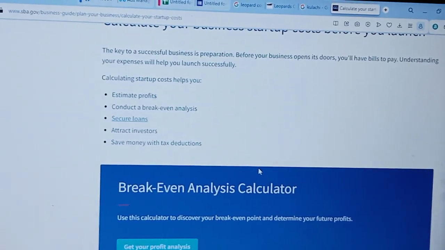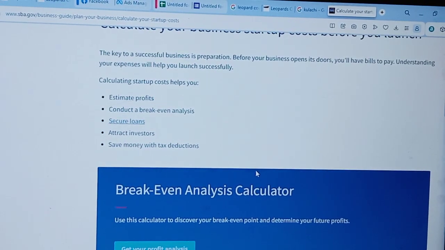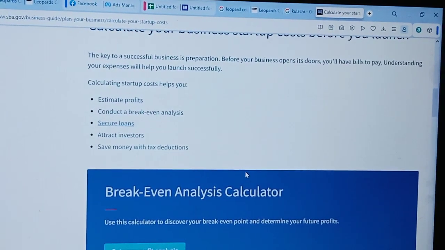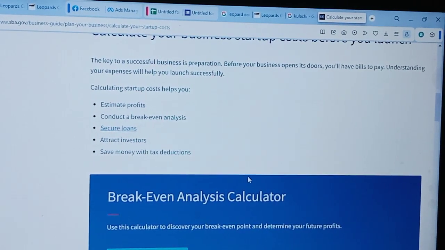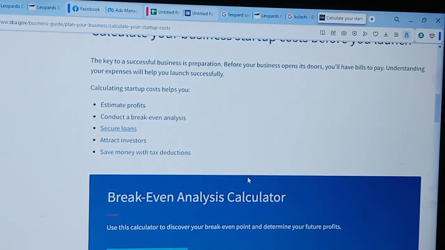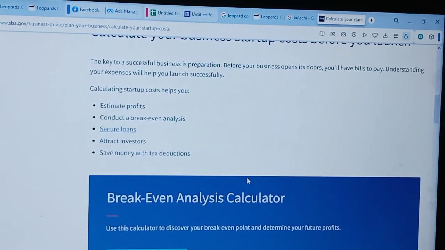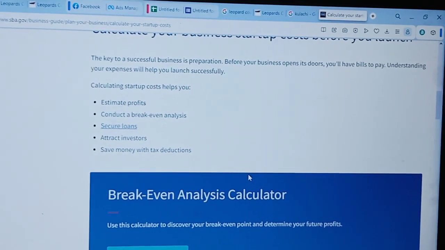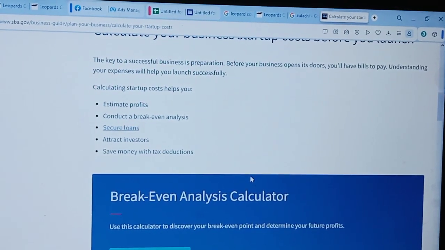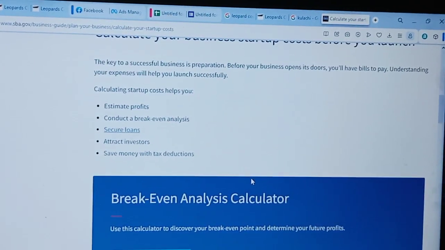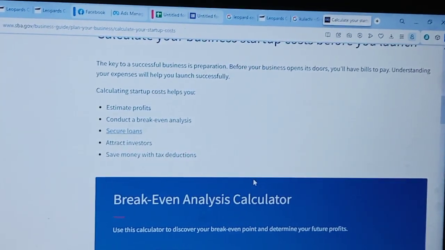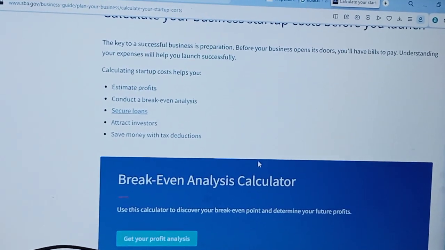The key to a successful business is preparation before your business opens its doors. You will have bills to pay. Understanding your expenses will help you launch successfully. Calculating startup cost helps you estimate profit, conduct a break-even analysis, secure a loan, attract investors, and save money with tax deductions.